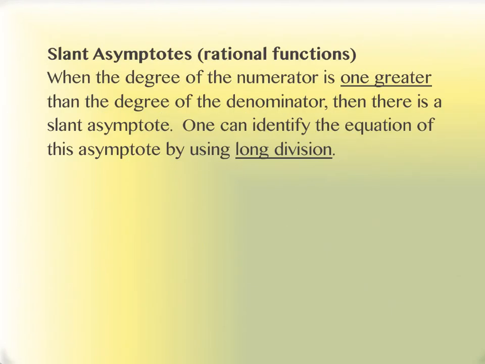Now, a slant asymptote occurs when the degree of the numerator is exactly 1 greater than the degree of the denominator. Okay, so just exactly 1, not more than 1. It can't be 3 on top and 1 on bottom, right? It has to be exactly 1. So if it's 3 on top, it'd have to be 2 on bottom for the degrees. Once we do get, in fact, a degree that's 1 greater on top than it is on bottom, we can identify the equation of that slant asymptote by using long division.